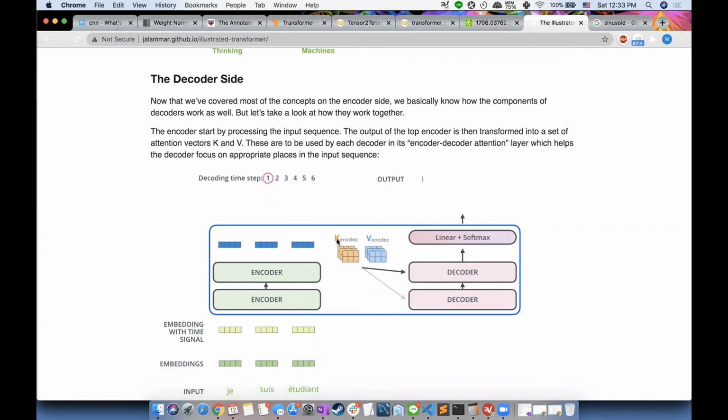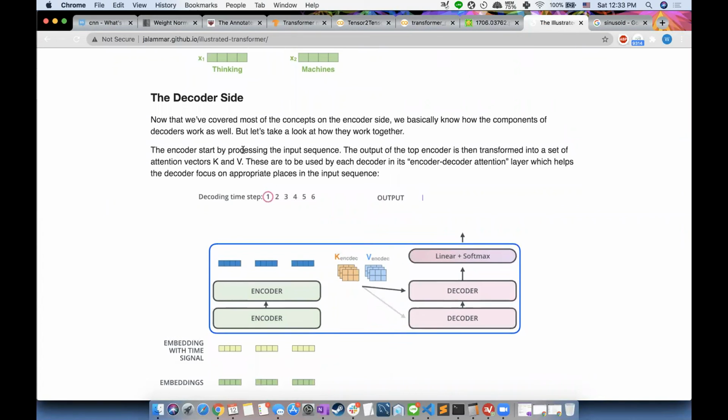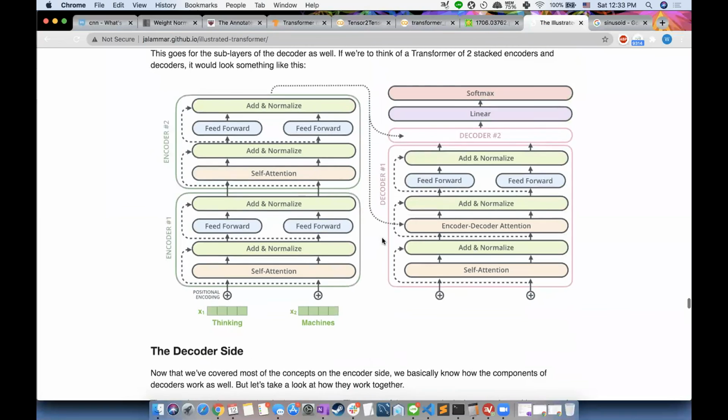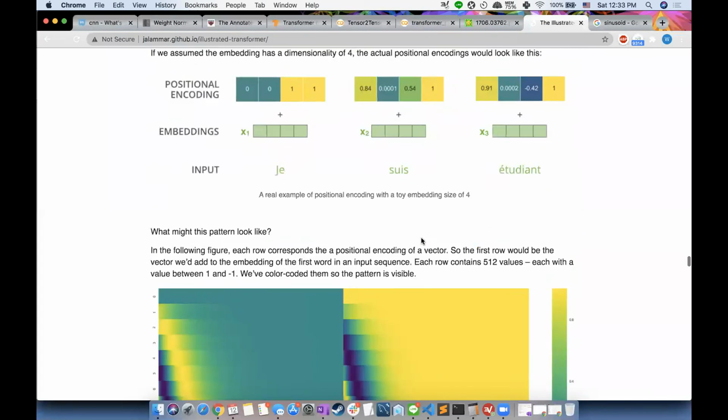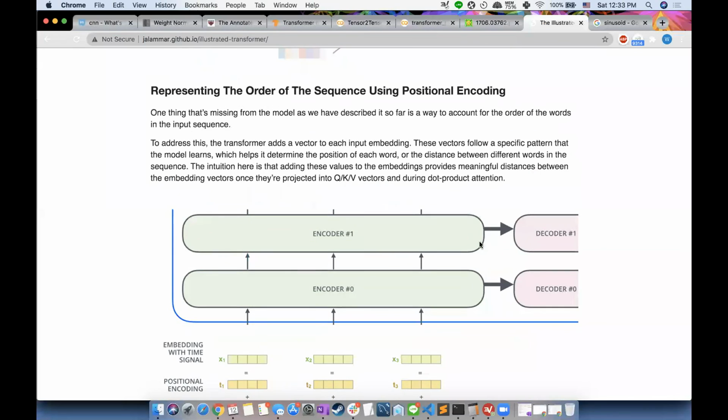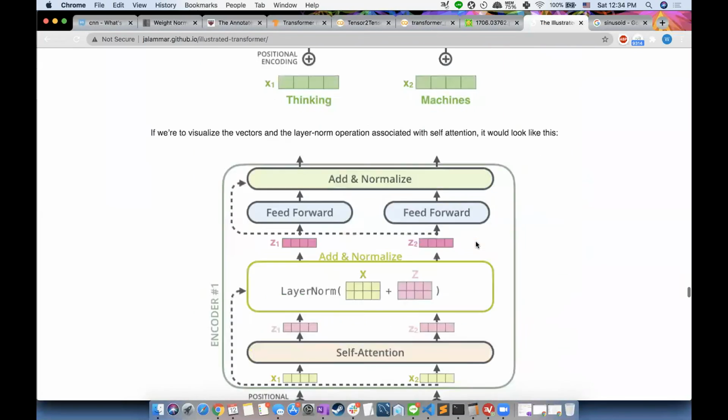Yes, we're taking the K and V, right? So the encoder starts by processing the input sequence. The output of the top encoder is then transformed into a set of attention vectors K and V. These are to be used by each decoder. Okay, so this graph is probably right. I don't know why this was graphed. So this was probably inconsistent.